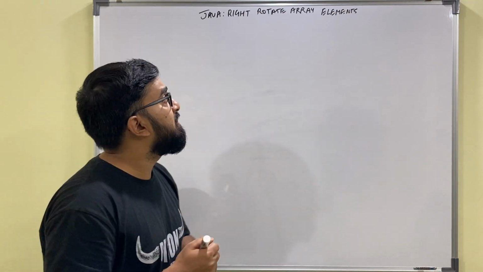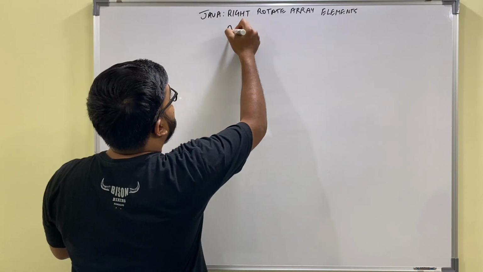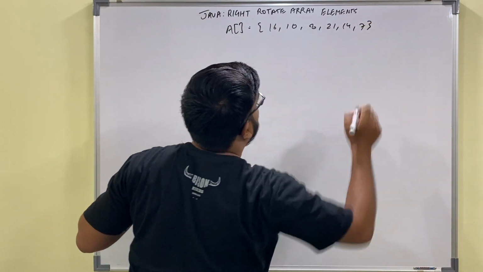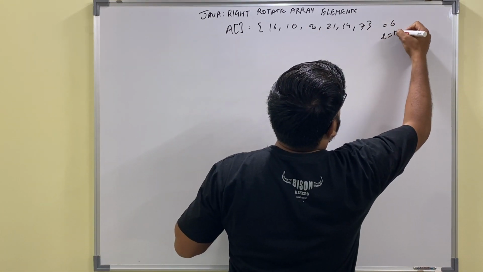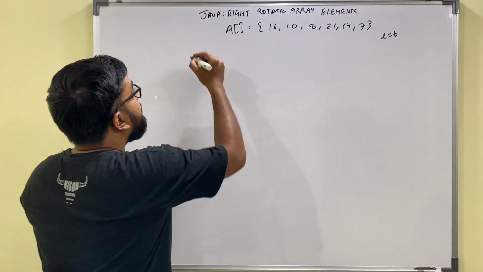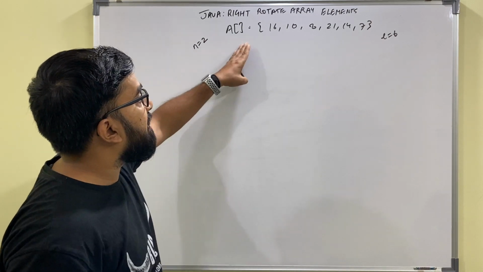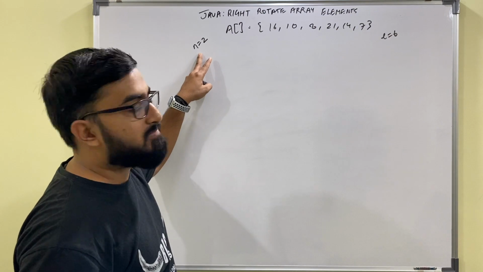So let's begin. I have to right rotate array elements. I'm going to take an integer array, say a equal to 16, 10, 8, 21, 14, 7. This has six elements, so the length of this array is 6. Given this array, I'm given a value of n, say in this case 2, and I have to right rotate the array elements two times.